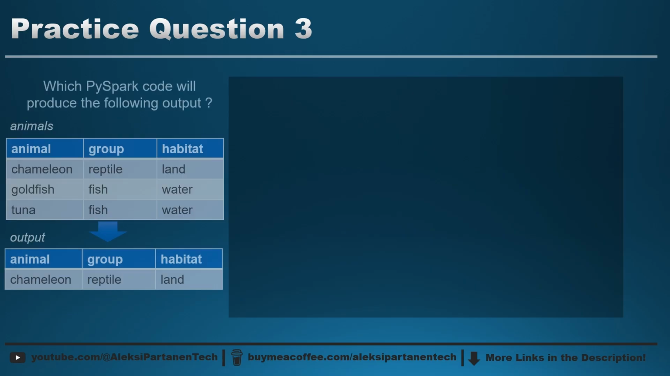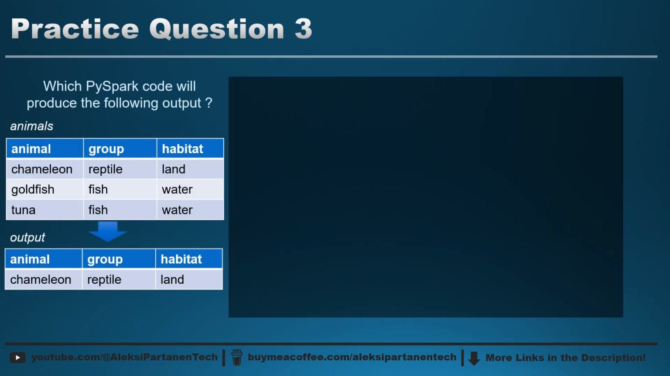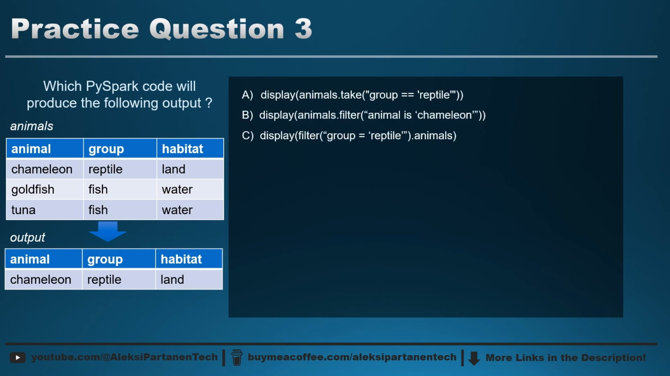And now let's have one more question related to PySpark. Which PySpark code will produce the following output? And here again we have that animals table, and in the output we have only the chameleon row now. And now you need to know which PySpark code will be able to produce this output. Is it code A, or code B, or code C, or code D? Now think about the answer to this question for a moment and pause the video.